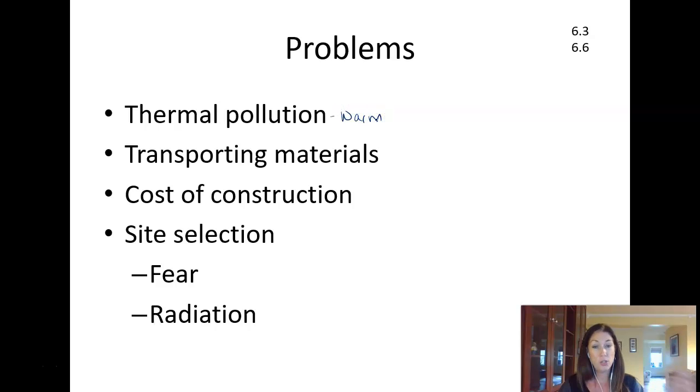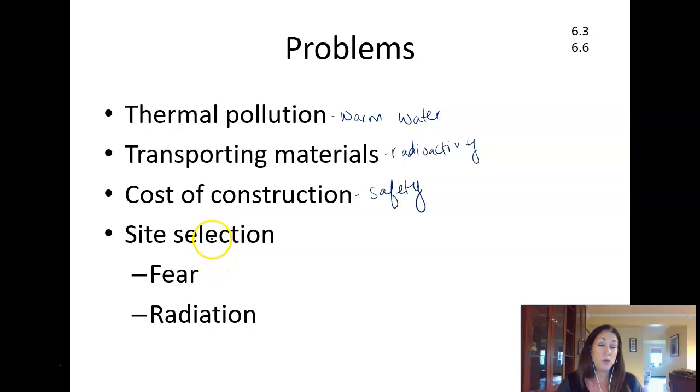So that does change the water body that it's going into. Transporting the materials is risky because of the radioactivity. And they are very, very expensive to construct, and so that makes the power source a little bit more expensive because of all the safety measures that we put into play. So most of our plants are run incredibly safely, and there's a lot of oversight that goes into it, and the cost of the construction to make sure they stay safe is very, very expensive.